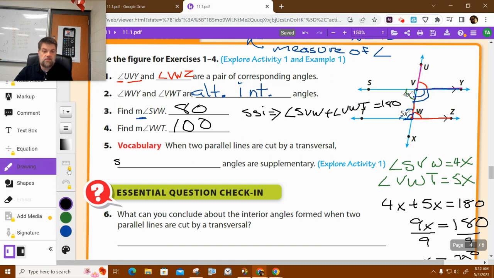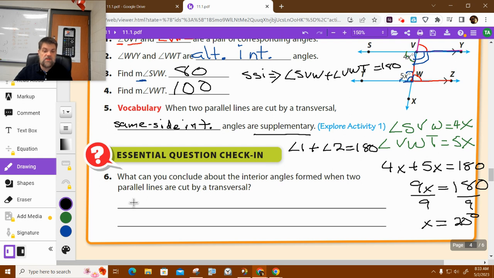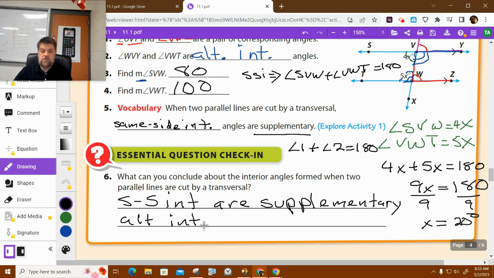So it says when two parallel lines are cut by the transversal, the same side interior angles are supplementary. That means angle 1 plus angle 2 have to add up to 180. Supplementary means the angles add up to 180. Okay? It says, what can you conclude about the interior angles formed by the two parallel lines cut by the transversal? The same side interior are supplementary. And the alternate interior are what? Congruent.